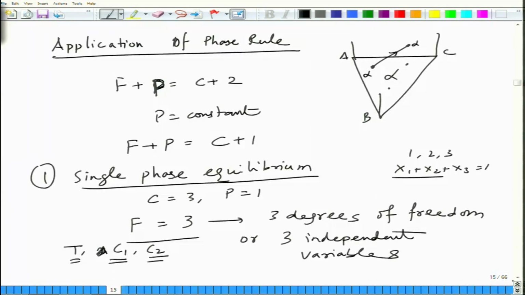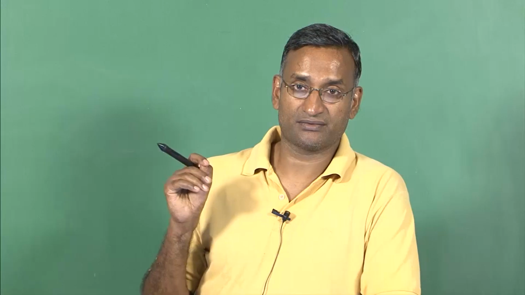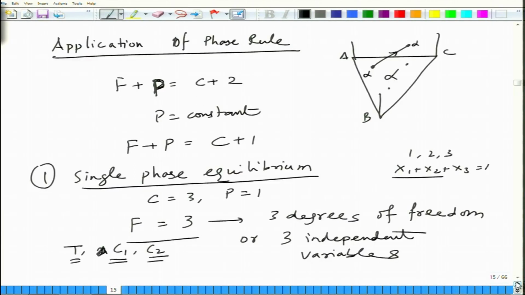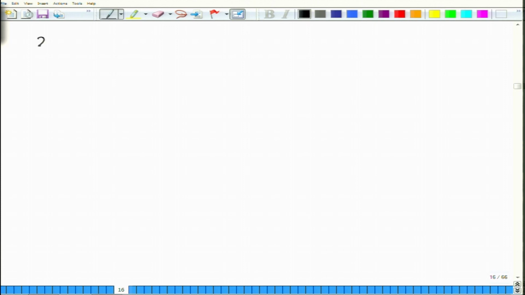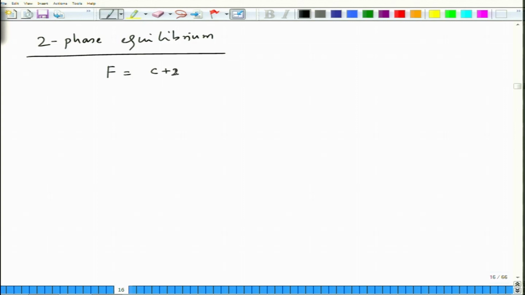If you compare this to binary, by the way, in case of binary you will have for a single phase equilibrium 2 variables, that is temperature and composition, and that composition is basically percentage of one component, and the second one is automatically known. Now, if you go to 2 phase equilibrium, which is possible for example in ternary eutectics or even in case of isomorphous where you have liquid plus solid regime, you have F is equal to C plus 1 minus P. So, C is 3 plus 1 minus 2. So, you have 2 degrees of freedom.